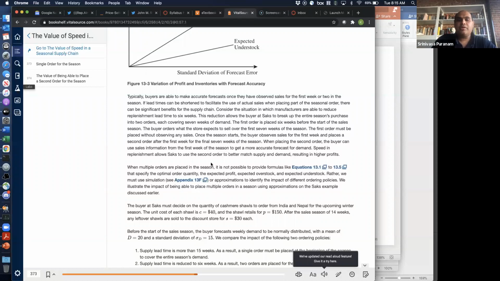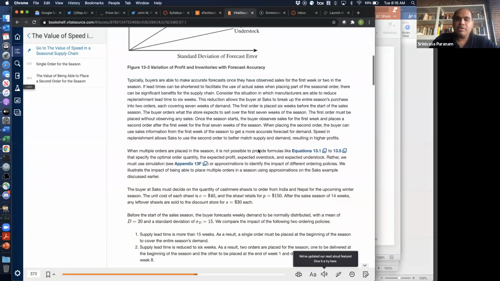When placing the second order, the buyer can use sales information from the first week to get a much more accurate forecast, right? So that's the example that we are looking at here. But this makes everything more complicated. So we're going to make one simplifying assumption. It's not a really serious simplifying assumption, but it is a simplifying assumption. So let's look at this particular example, right?